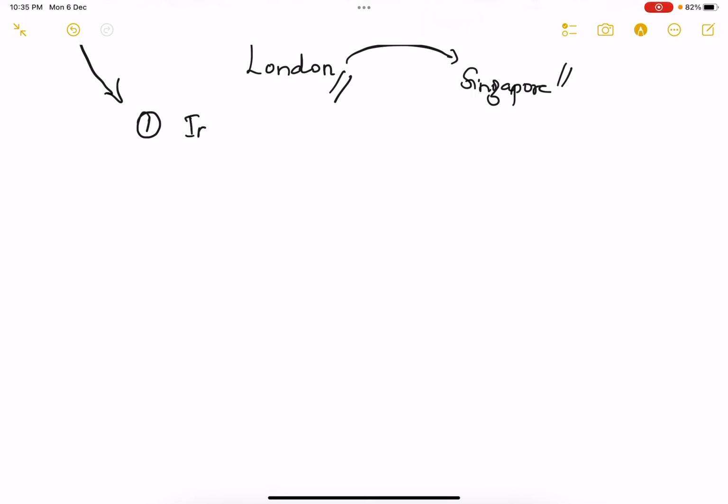The first one is individuals. For example, a high net worth individual use foreign exchange markets for investment, trade, travel, tourism, etc. The second participant is a foreign exchange broker. We know who brokers are.